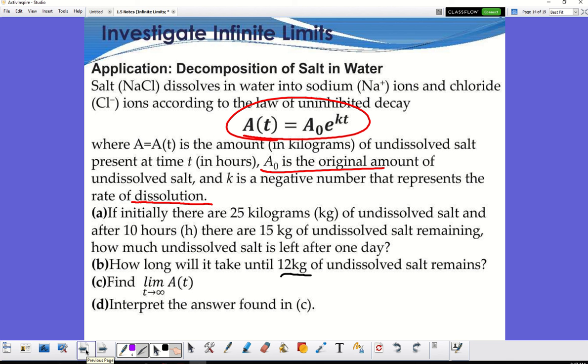Find the limit as T approaches infinity. Now, think of it like this. T is positive, right? Okay, T is going to be positive. What about K? Is this dissolving? It is dissolving, isn't it? So that means that if it's dissolving, that is going to be negative, isn't it?